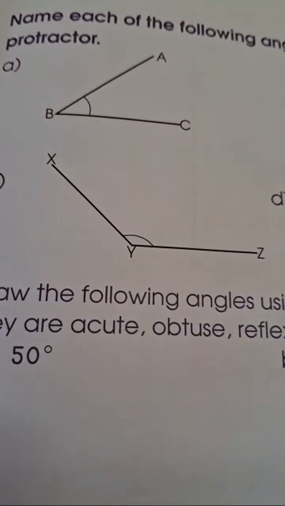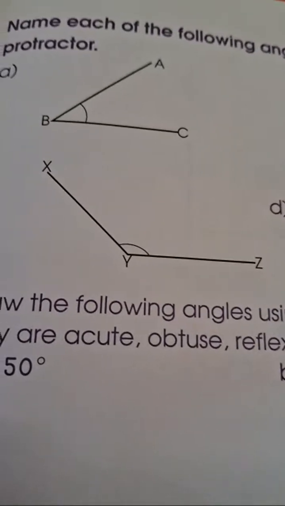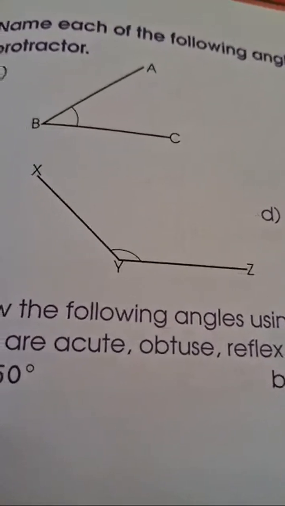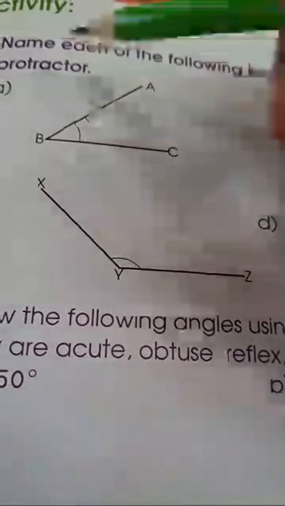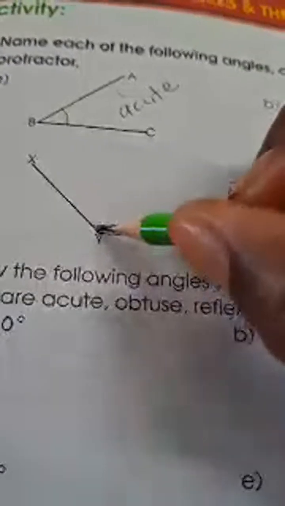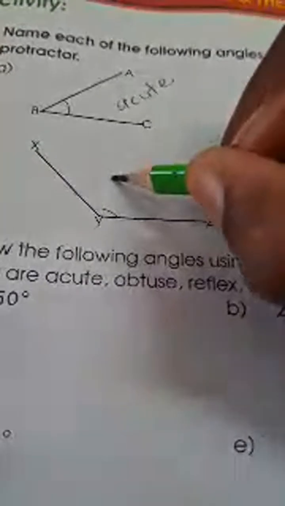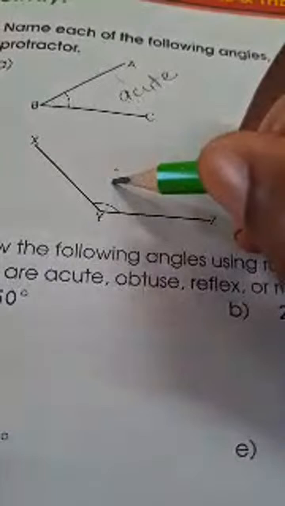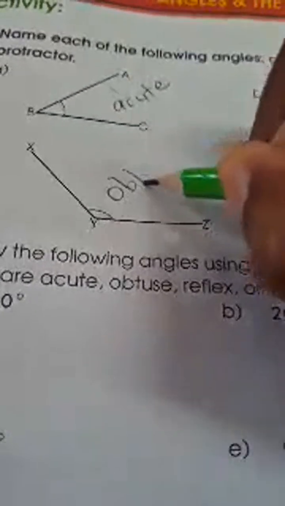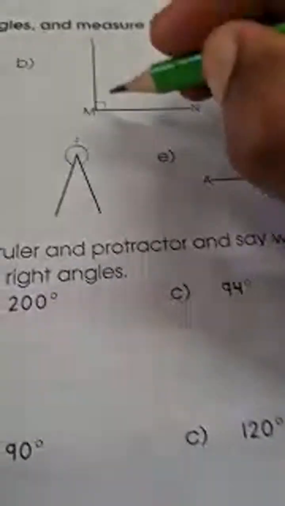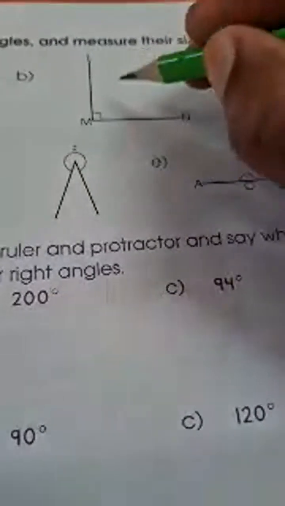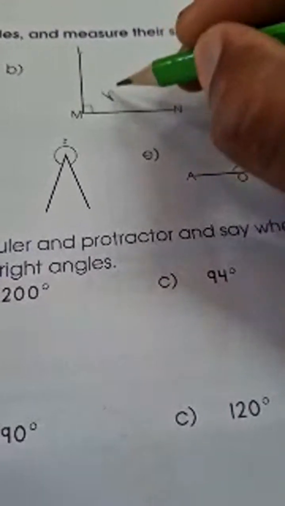So when you look at angles too, you should be able to identify whether it is an acute angle, an obtuse angle, a reflex, or a right angle. Look at this. This is an example of an acute angle. This one is open wider than 90 but less than 180, so it is an obtuse angle. Over here, this little box is a giveaway, so we know it is definitely a right angle.